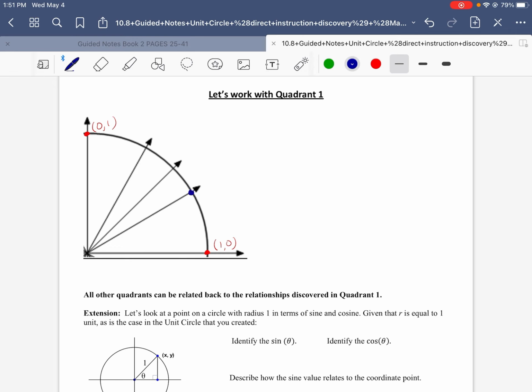Now, to do this, I'm going to drop this altitude-looking line down to create a 90-degree angle here. And the reason I'm going to do that is I want to create a nice little right triangle so that I can use my trigonometry to help me figure out where this point is on the graph. Now notice this point has a radius of 1, which is actually the hypotenuse of the triangle. So we're looking at a right triangle where the hypotenuse is 1.